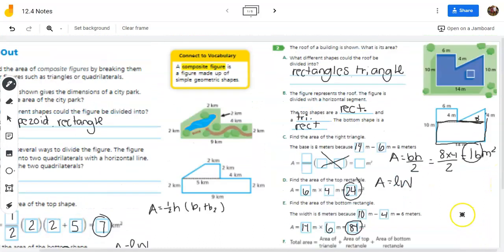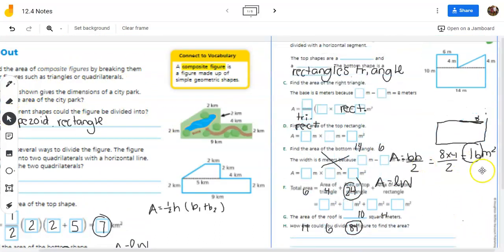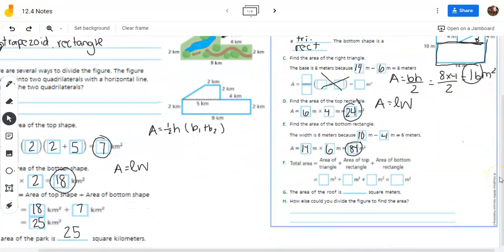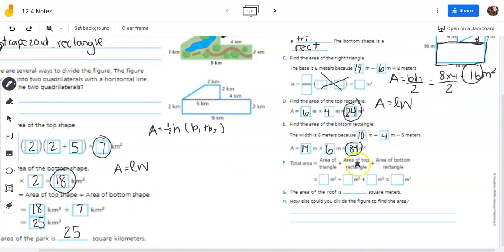If my line goes down. Let's see if I can move it. That did not work. Hold on one second. There we go. Okay, so the triangle was 16. The top one was 24. And then we had 84. Plug that into your calculator, and you'll get 124 meters squared. So the area of the roof is 124 square meters. How else could you divide the figure? We could have made it a rectangle and a trapezoid.